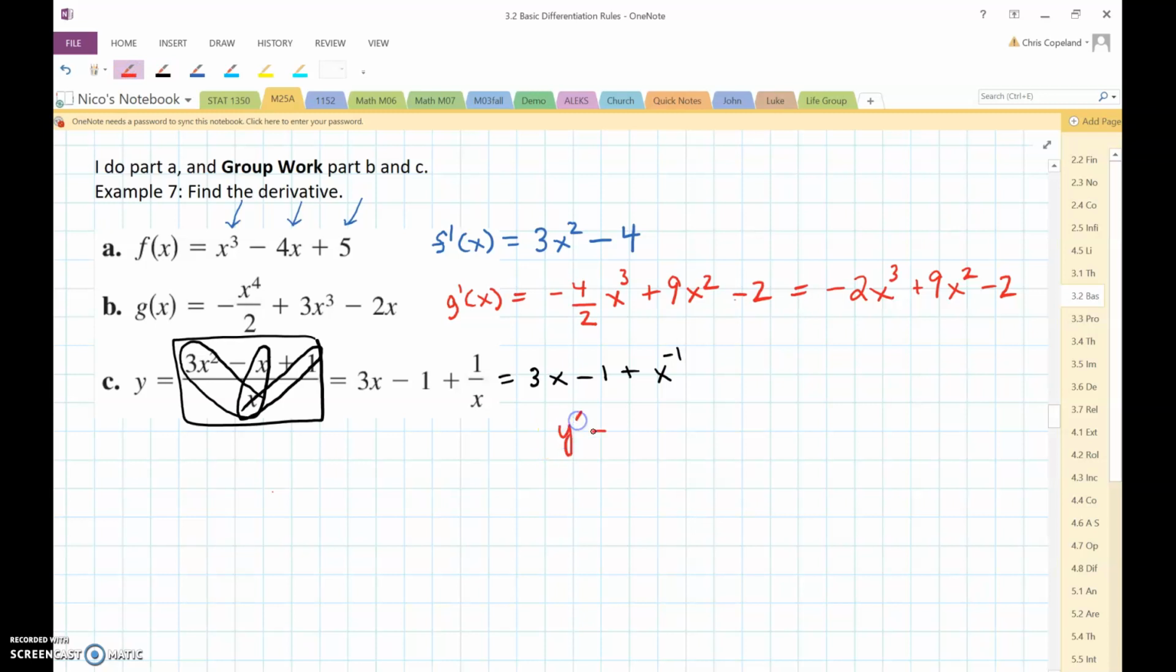So y prime equals the derivative of 3x would be 3. The derivative of negative 1 would be 0. So I could put plus or minus 0, doesn't matter which one. And then the derivative of x to the negative first would be minus 1x to the negative second. So we'd simplify this a little bit and make this 3 minus 1x to the negative second.